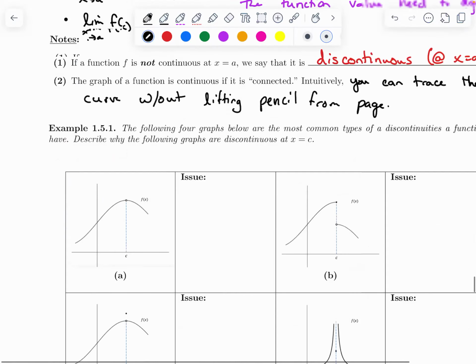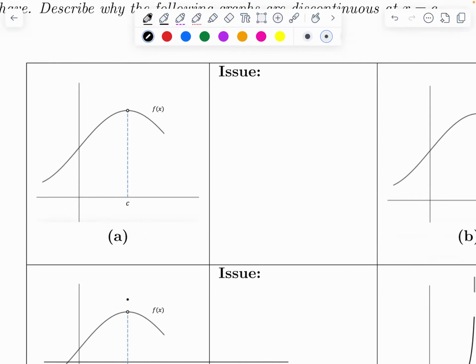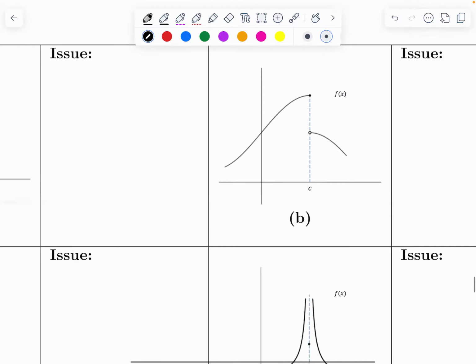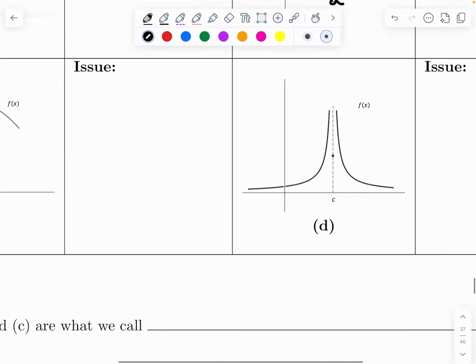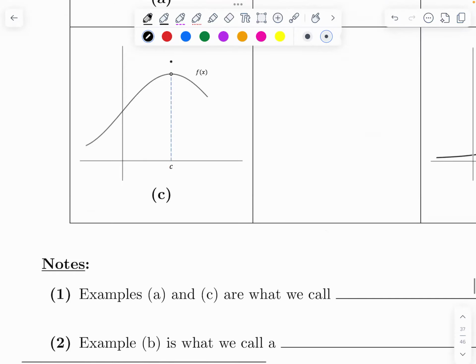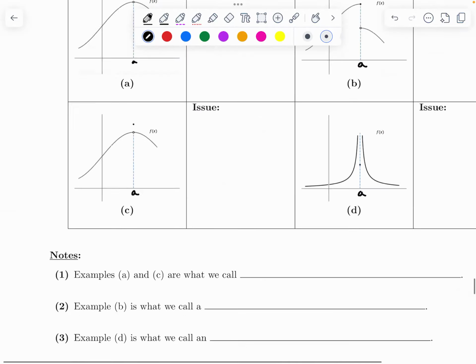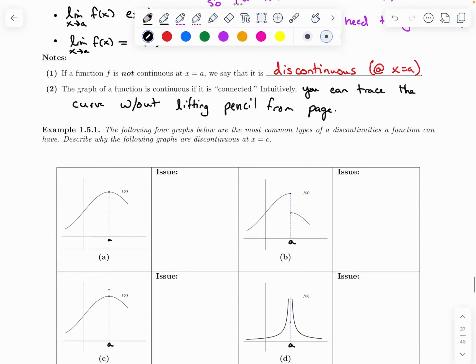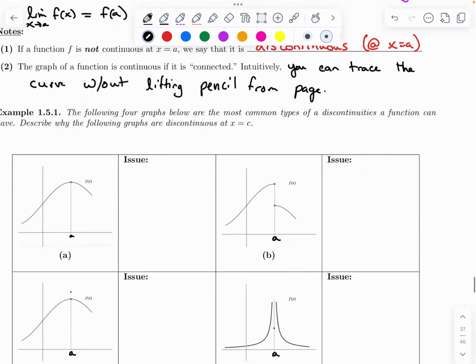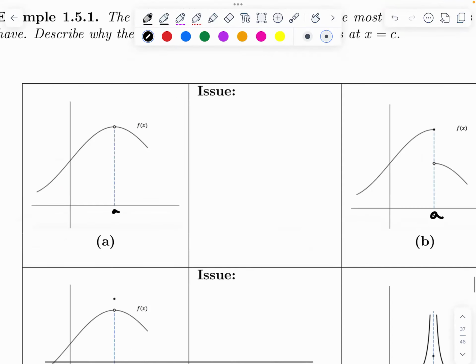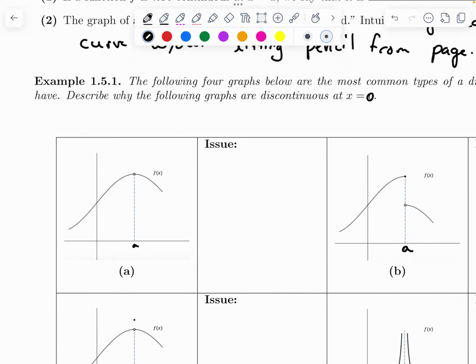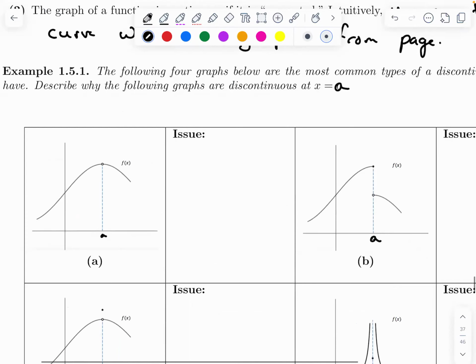Oh, that's right, I didn't fix this. So we're going to just add a little tail to that and make that an A. Apologies. Just change all those C's to A's. Some textbooks use f of c, for whatever reason, they use x equals c, and other ones use x equals a. I like x equals a more, but either way.